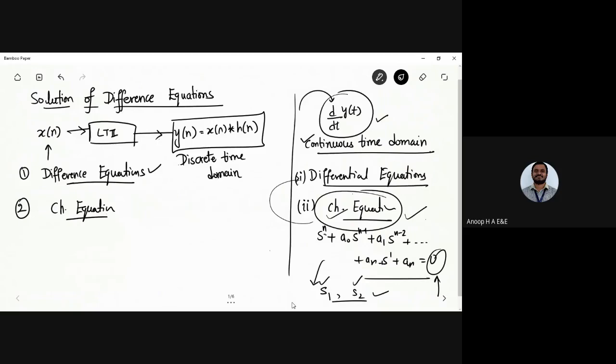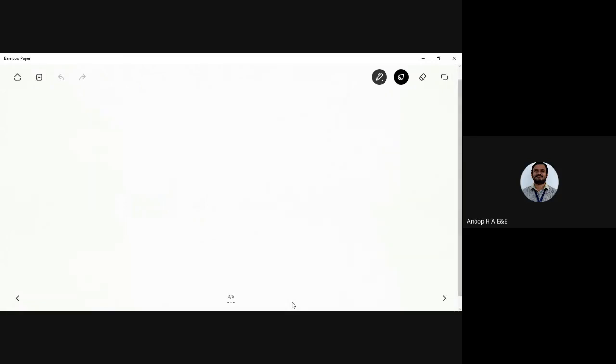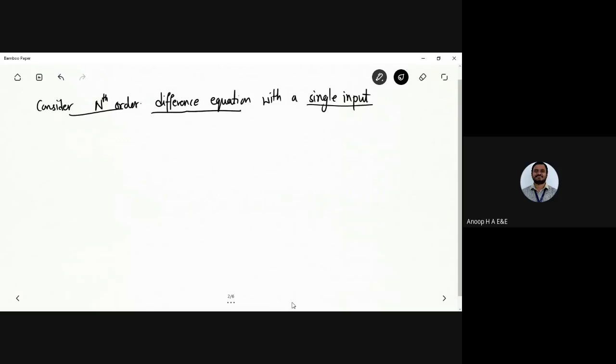Now let me write it quite clearly. Once I consider the nth order difference equation with a single input, this difference equation is an nth order difference equation with a single input. You might come to a conclusion, what happens when I have two inputs? Once I have two inputs, I'll have the difference equation written differently.